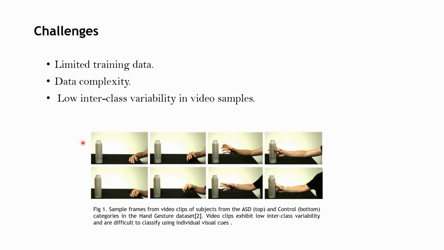In this figure, the top row is sample from ASD and bottom row is from control class. We observe that both the samples look quite similar and it is quite difficult to even distinguish between them with bare eyes.